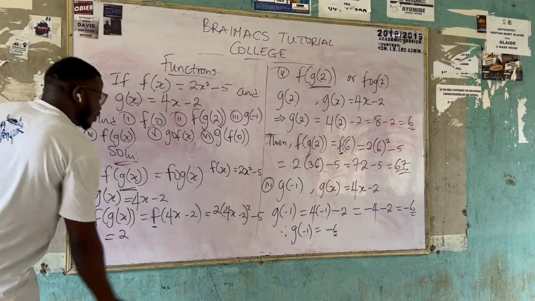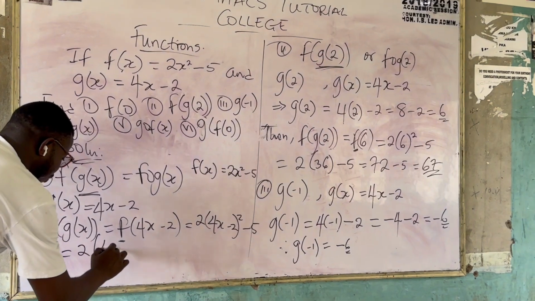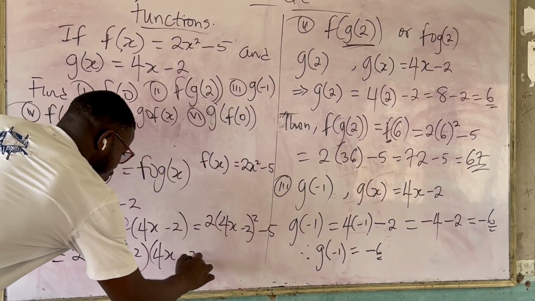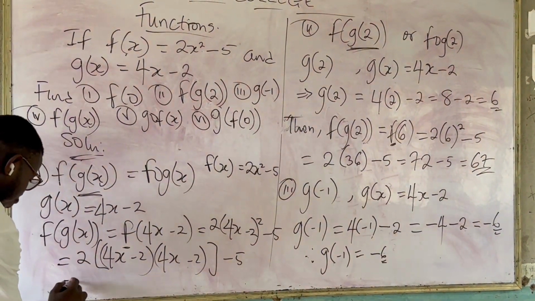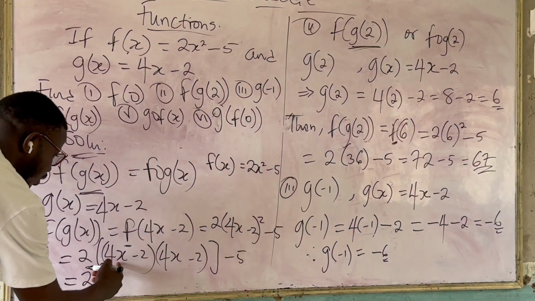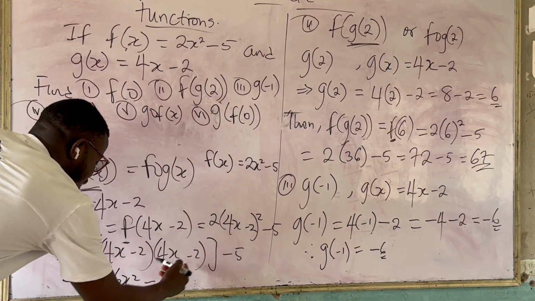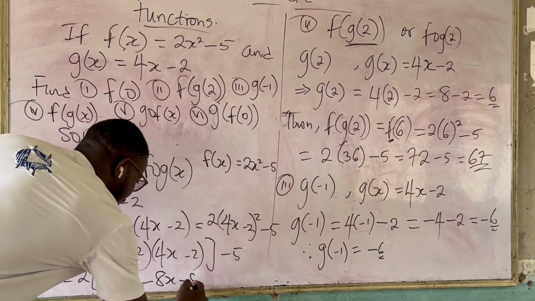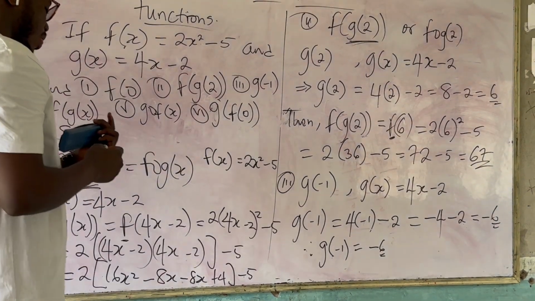We need to expand 4x minus 2 in two places. So here we have 4x minus 2 times 4x minus 2. So minus 5 is outside there, and a 2 is here. 4x times 4x, that's 16x squared, minus 4x times minus 2, that's minus 8x, minus 2 times 4x, that's minus 8x, plus 4. Minus 5 is here.